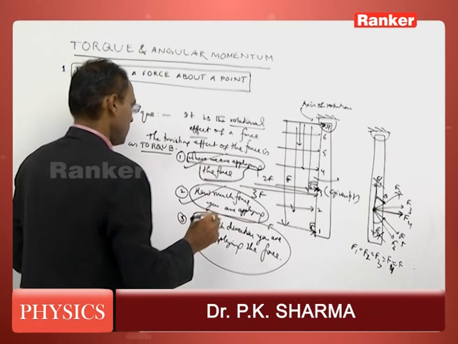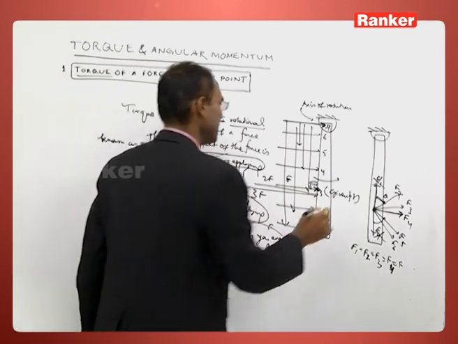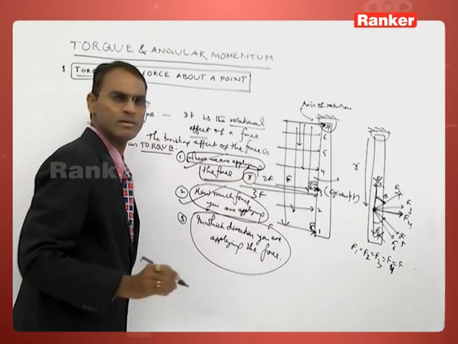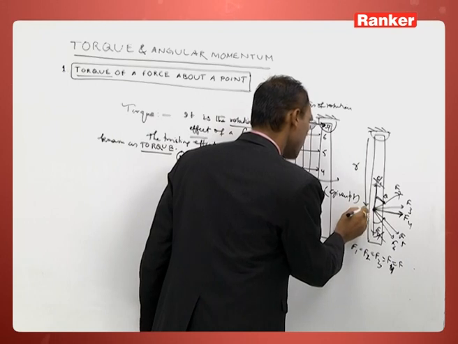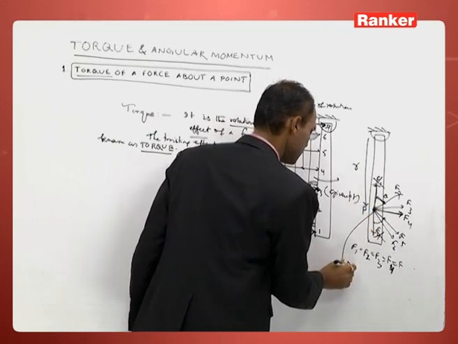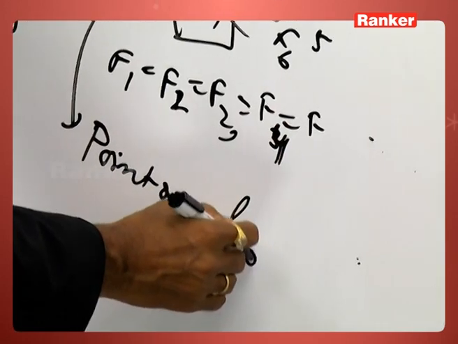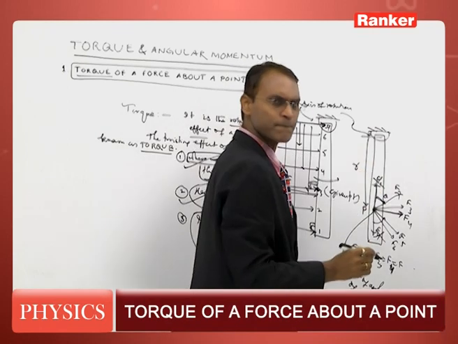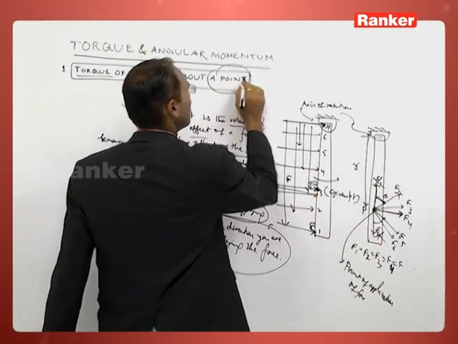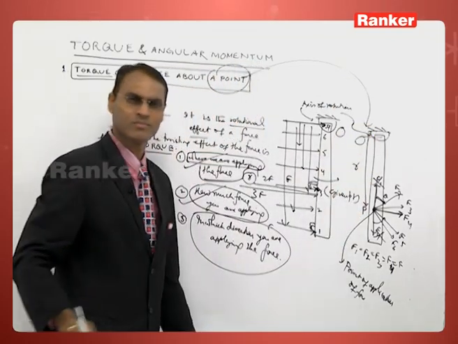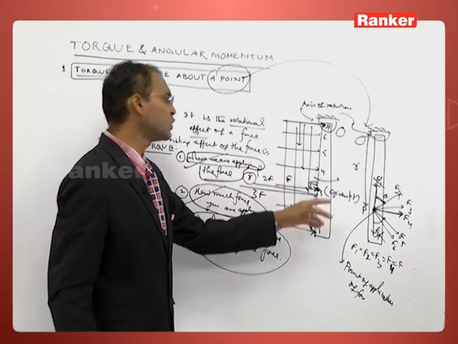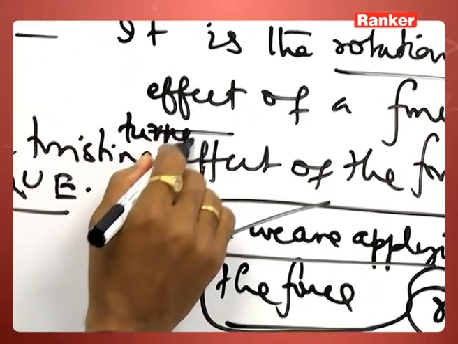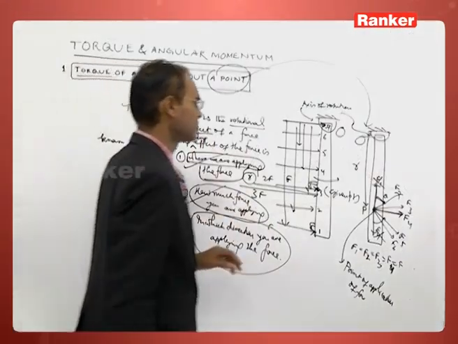So symbolically you can write: where you are applying the force, that is the distance r, given by the distance of the point of application of force. This is the point of application of force, and this is the axis of rotation. With respect to this point O, we are measuring the twisting effect. This can also be called the twisting or turning effect of the force.